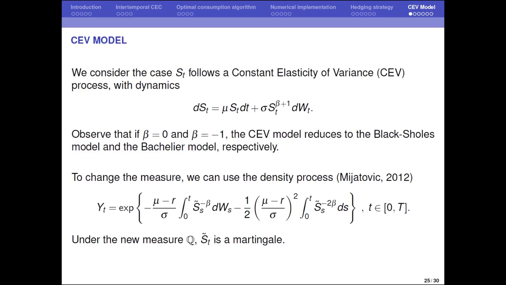And let's observe that if v is equal to 0, the CEV model reduces to Black-Scholes, and if v is equal to -1, this part cancels out, and we have the Bachelier model.